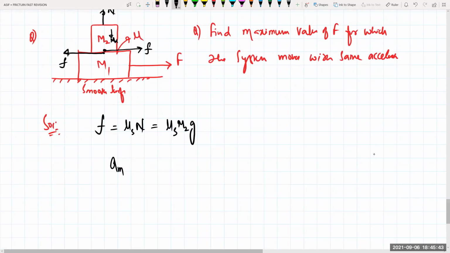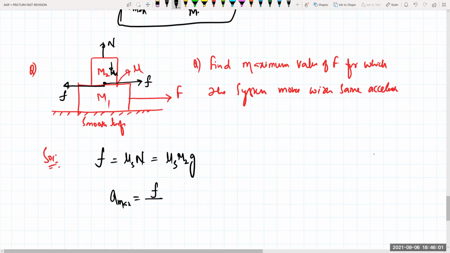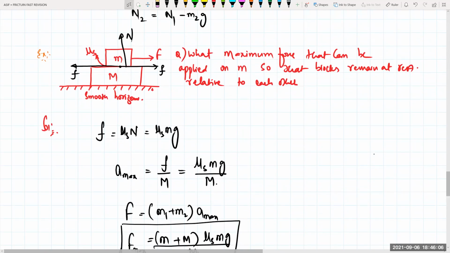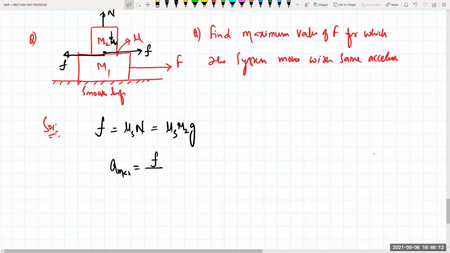A max will be equal to, because you are applying force on what block? M1, yes, sir. So if I'm writing this, frictional force divided by the mass of what we are targeting. What is our target? M2, sir. See here, when I calculated your maximum acceleration, I have not taken the small m. And what I have taken as F here is the bottom block, that means M1 applied and M2 target. So that will be equal to mu s into m2 into g divided by m2. This m2 will get cancelled. So this is mu s into g.